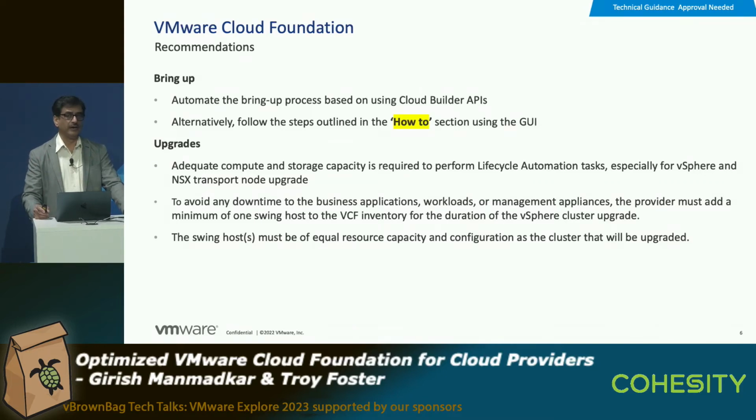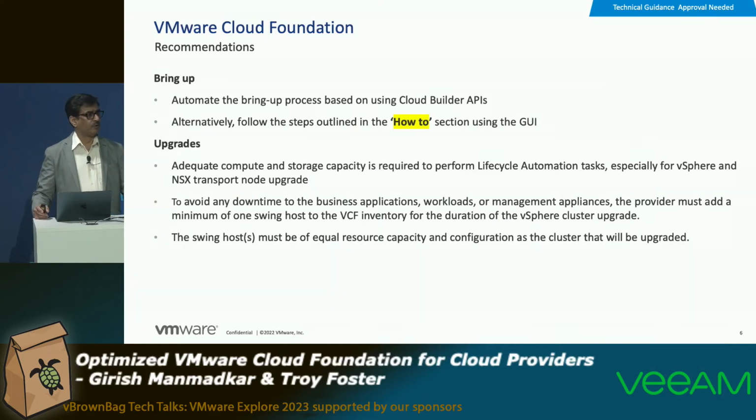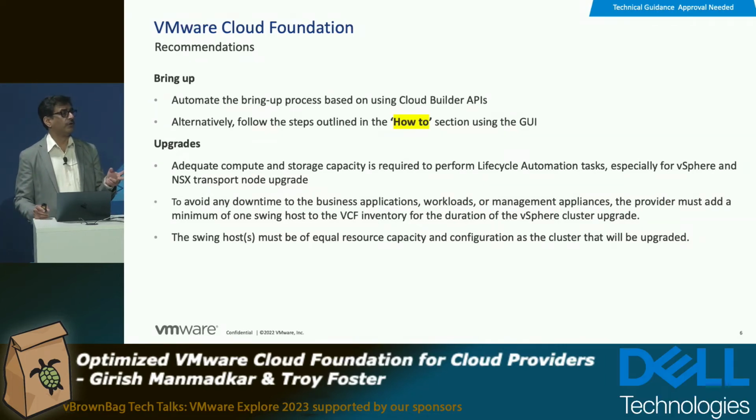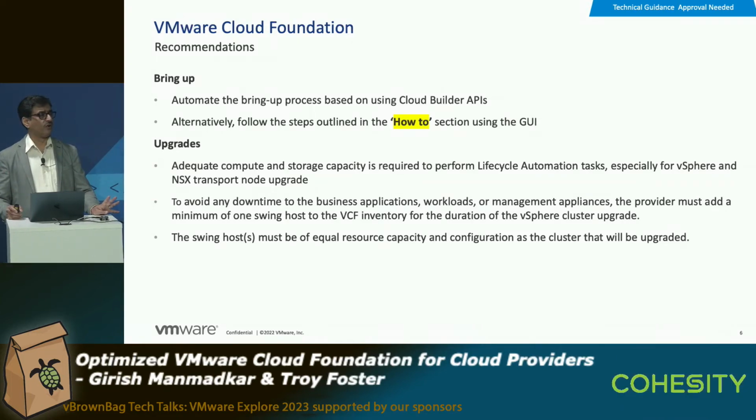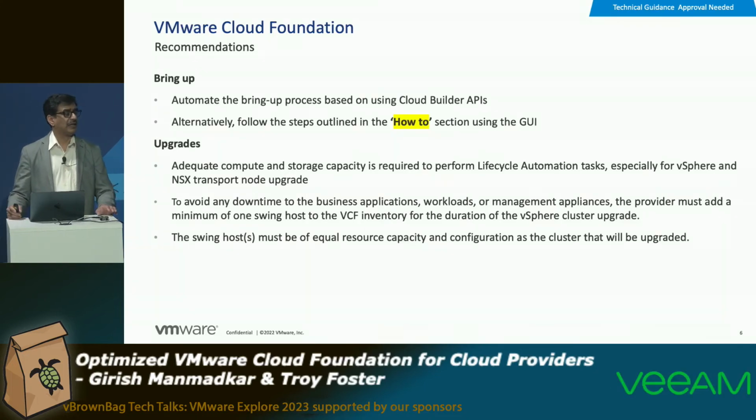While performing an upgrade, we want to make sure that you really understand that while you are performing the lifecycle automation tasks, especially for vSphere or NSX transport node upgrades, the server will be rebooted. So if you have 3 hosts and one server is rebooted, you are running on 2 hosts. Do you have enough capacity? Our recommendation, to avoid any downtime, is to add a swing host. A swing host is a temporary host added, so it becomes 4 hosts, so that when servers 1, 2, 3 are being rebooted one after the other, there is still capacity and no downtime to your customer's workload is maintained, to deliver your SLAs.